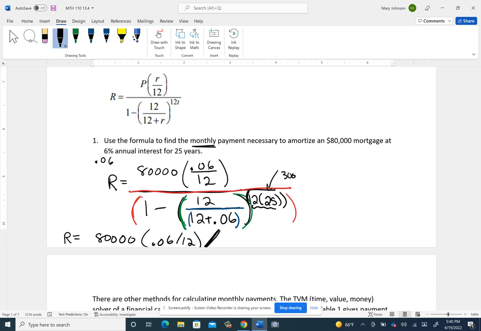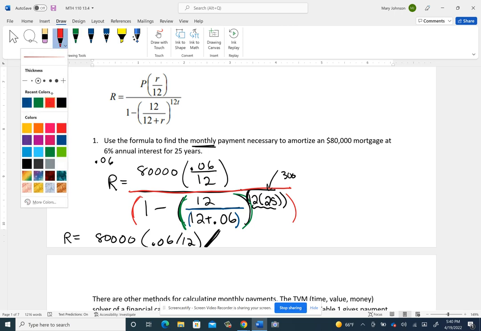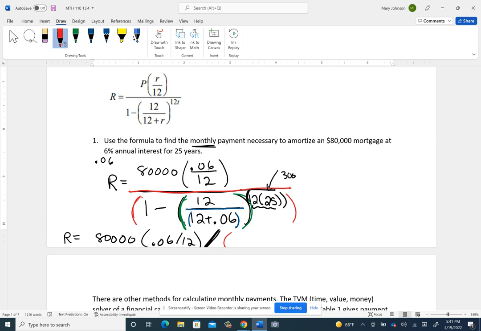I would have to put the left parenthesis. Then I could do the 1 minus. Then I'd have to put a parenthesis, the green one. Then I would put in the 12 divided by. Then I need to put in another parenthesis. So you can see it would be just a real nightmare. So you decide how you're going to do it. You work at this until you can figure it out. 12 plus 0.06.